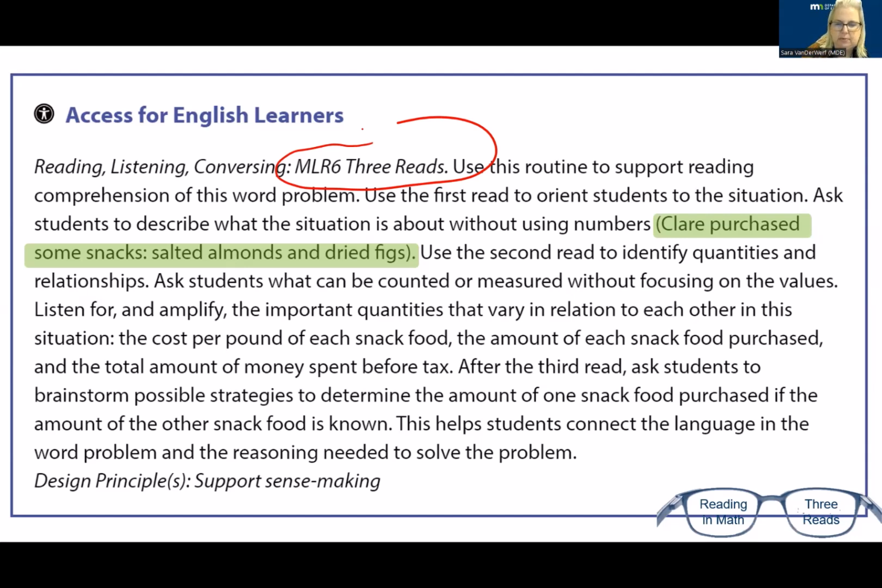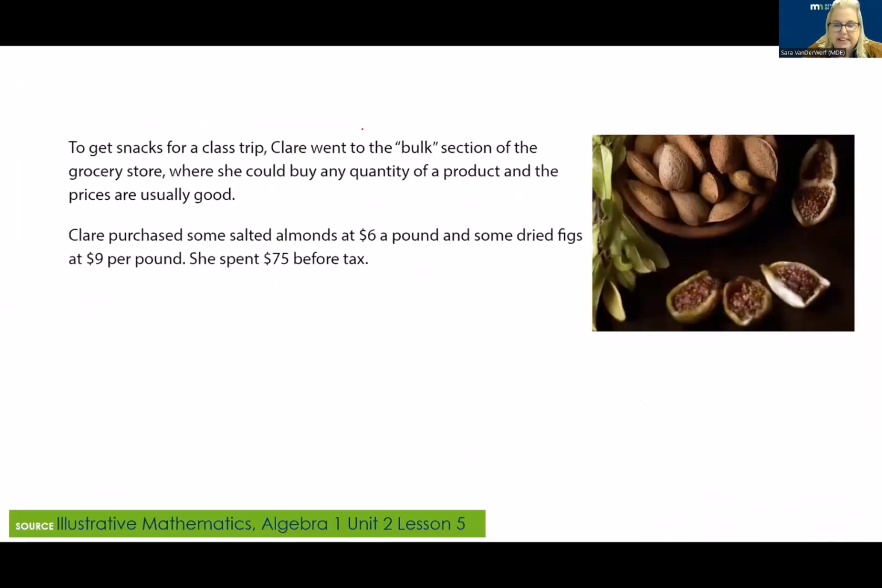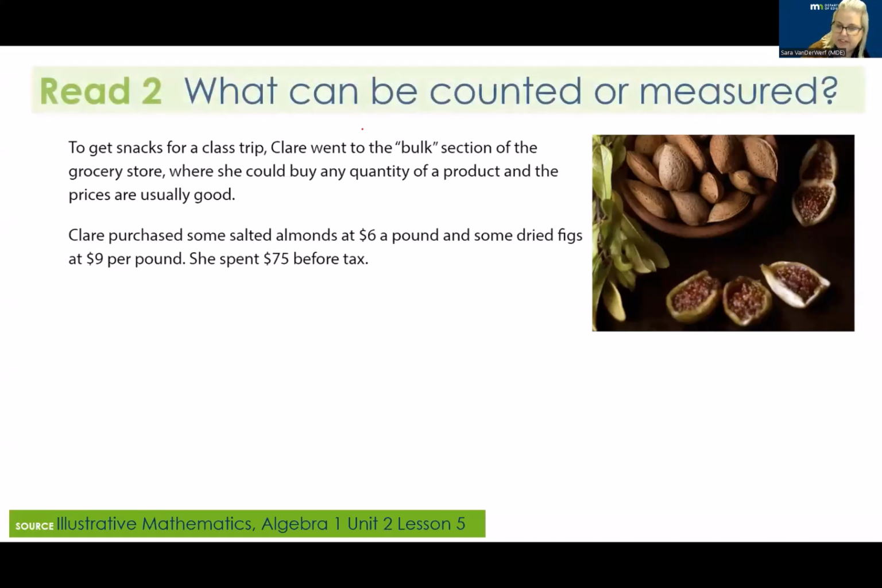Now let me do the second read with you. I'm going to go back to treating you like students. All right, students, let's read this a second time. This time I'm going to ask Megan to read this out loud to us. After Megan has read this to us, we're going to answer this question the second time. What in what we're reading can be either counted or measured? I don't really care about the numbers. I just want to know what are the things, the items that can be either counted or measured. Megan, would you unmute and read this a second time for us?